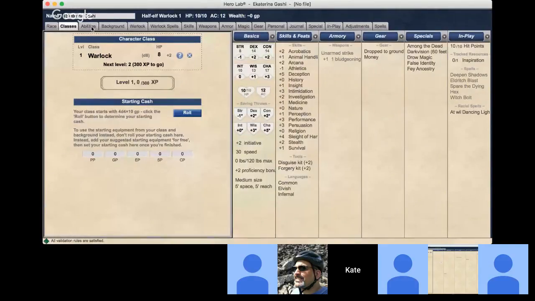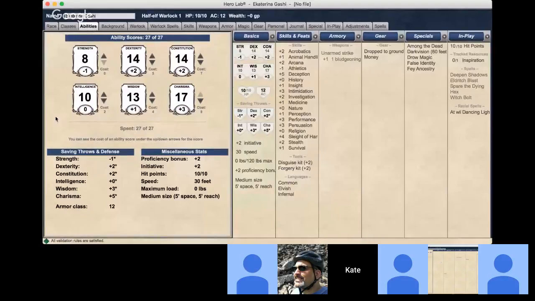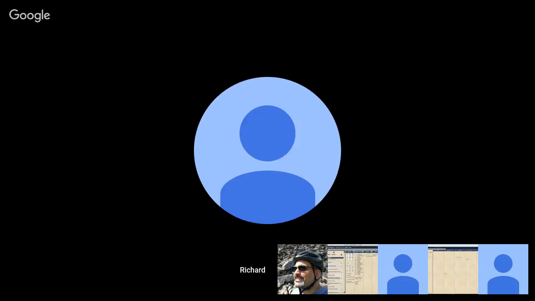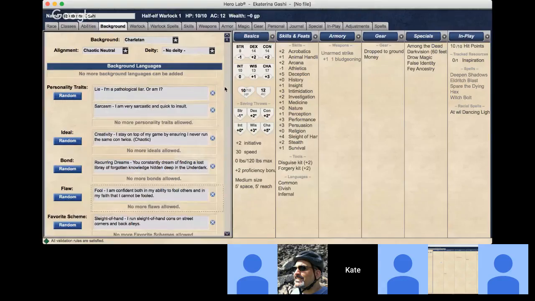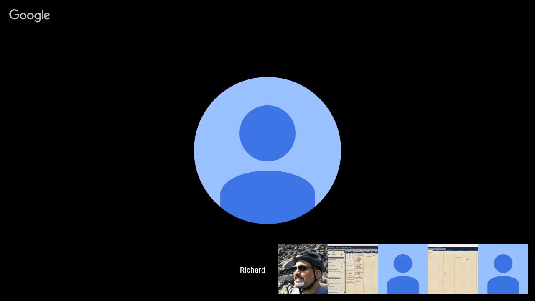Warlock, no subcategories available at this time. This was the point buy we were discussing, and unfortunately, the way Hero Lab is configured, the point buy will only get you up to 17 at any given time, which is really annoying. Yeah, that's one of the reasons I don't like it, because you can't do that.